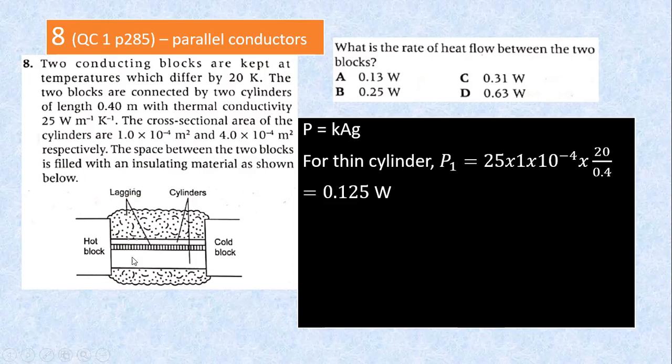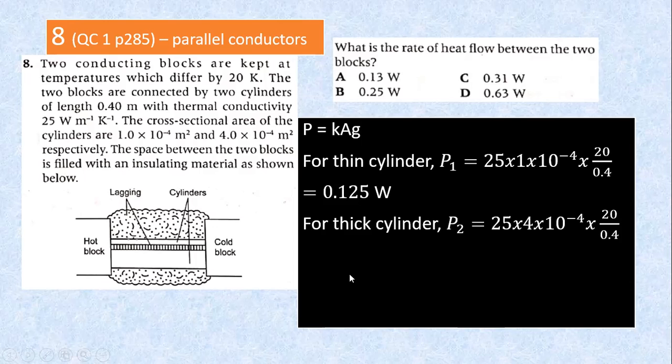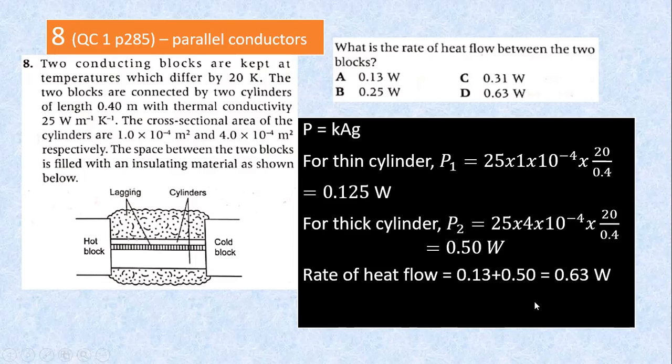Then after that, calculate for the thick rod, this one. 25 is the same, same material, and then you are told 4 times the area, so times 4. This still is the same. Calculate out, then add it up. Okay. Okay with that?